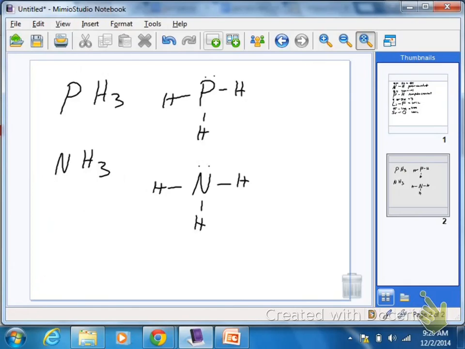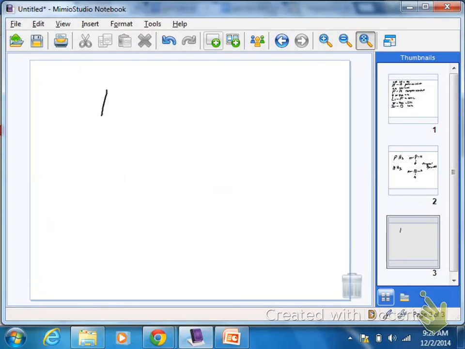Okay, trigonal pyramidal, both of them would be considered. If we wanted to show what the 3D would look like in a drawing, both of them would look like the following. We'd have P, and then we'd have our 3 legs, our tripod with phosphorus up above, and then nitrogen would be the same way. It would be an identical shape of the structure. Any questions with those 2 drawings?